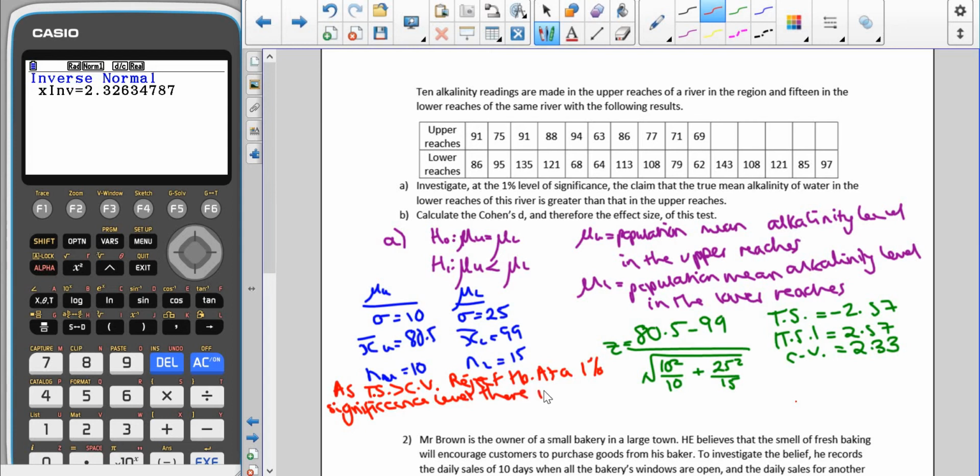There is sufficient evidence to suggest the mean alkalinity level is greater in the lower reaches than the upper.